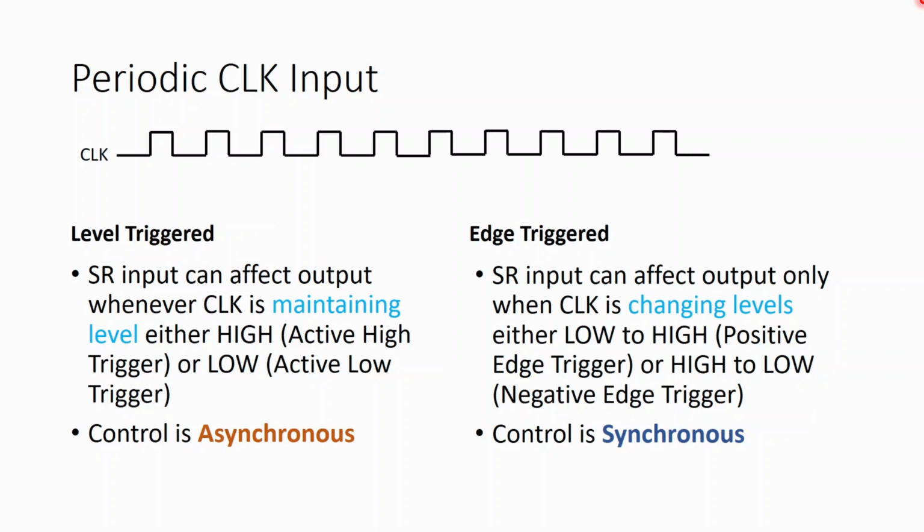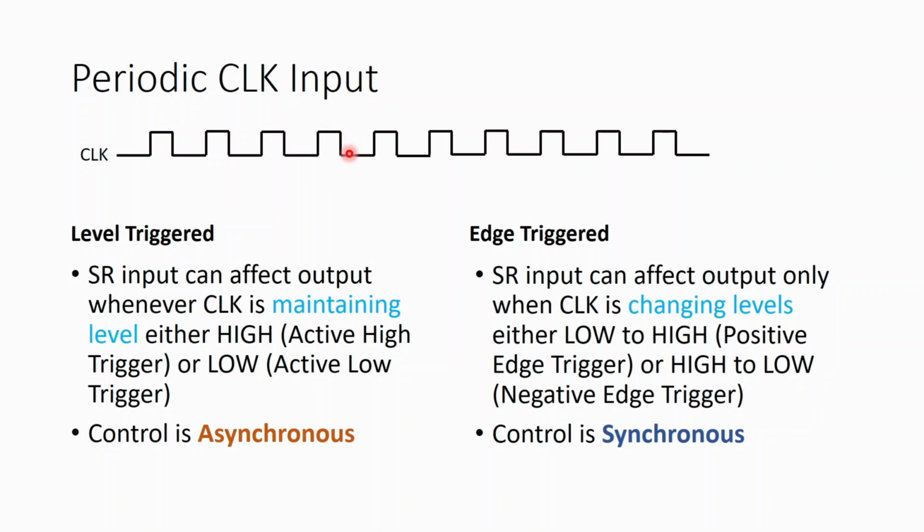When we are changing our mode of operation to edge triggered, then the SR input will affect the output only when the clock is changing levels, either low to high or high to low. When it is changing level from low to high, we call it positive edge trigger. When it is changing level from high to low, we call it negative edge trigger. So try to understand the concept of positive edge and negative edge. This is the positive edge, it is changing from low to high. When it is changing from high to low, this is the negative edge. For any pulse, first the positive edge comes, then the negative edge comes.